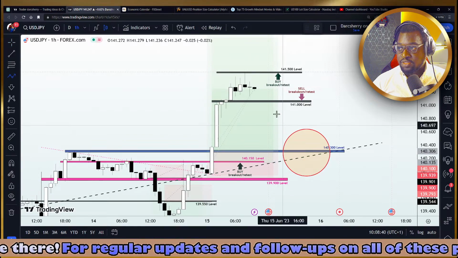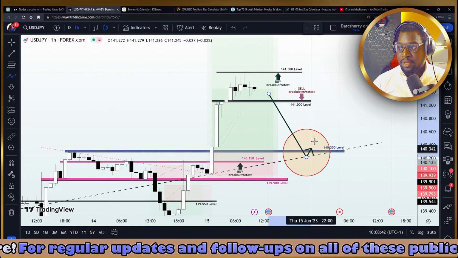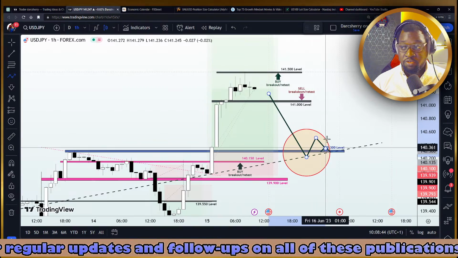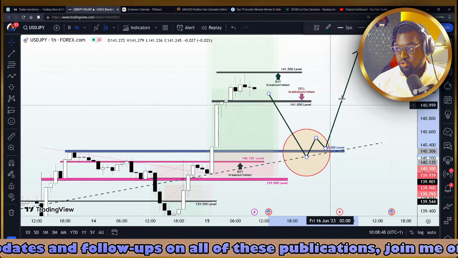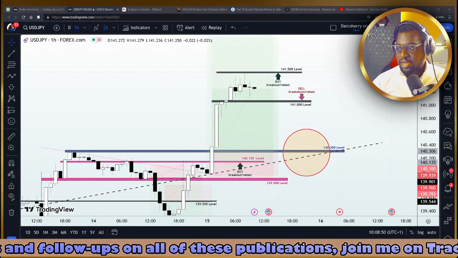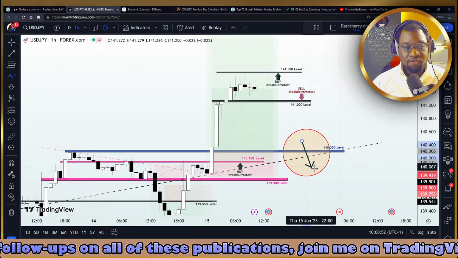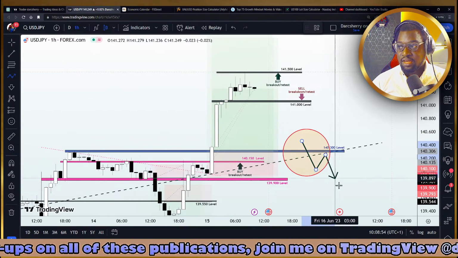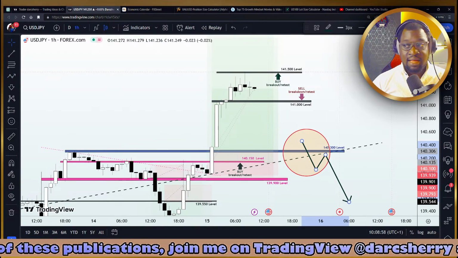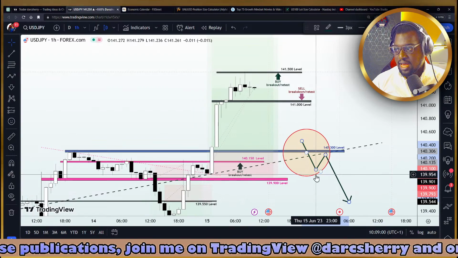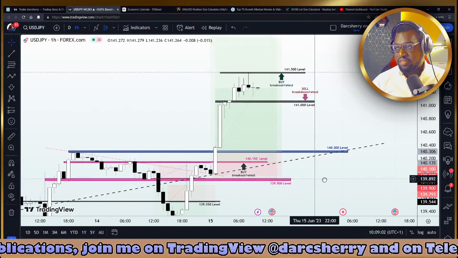So if price drops into the zone here and we start seeing buy pressure above this area, then we want to be looking out for a trend continuation to the upside. But if price action breaks down this 140.300 with sudden pressure below that level, then we want to be getting ready to sell at that point. So that is how we are going to be trading the USDJPY for today.